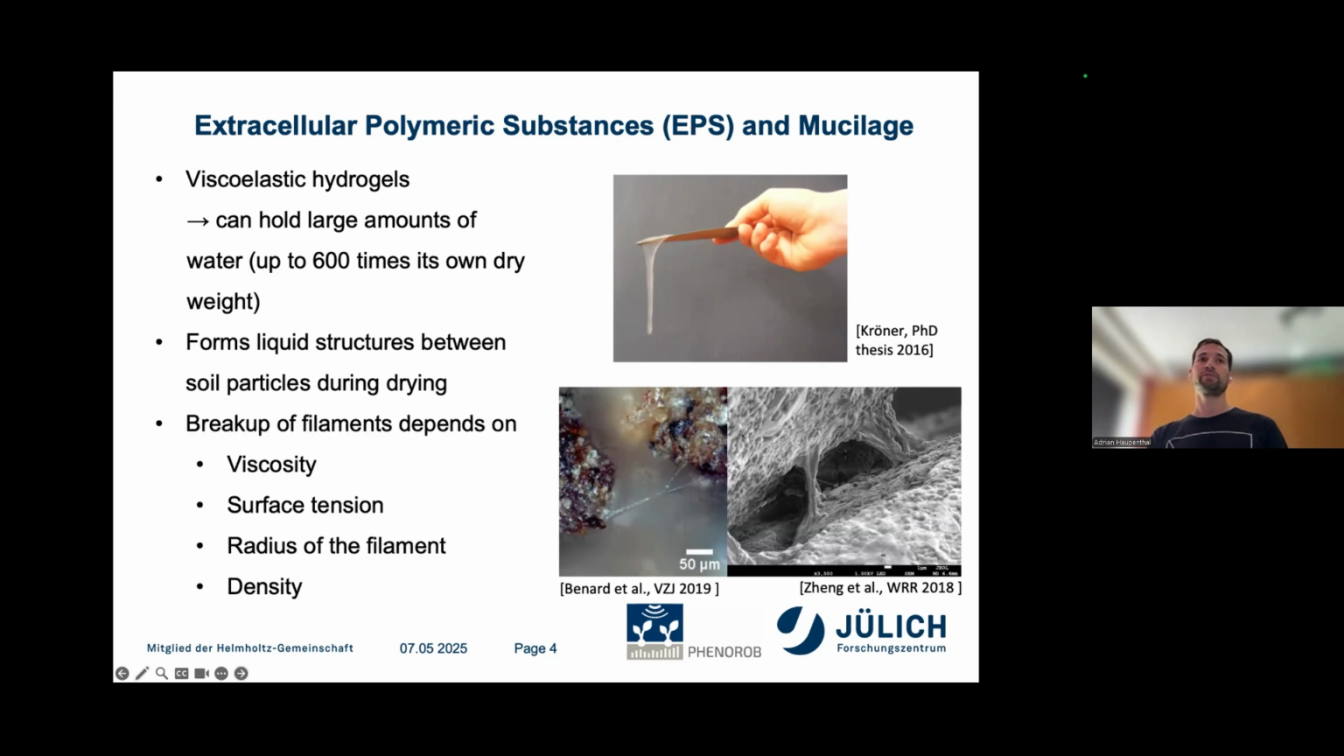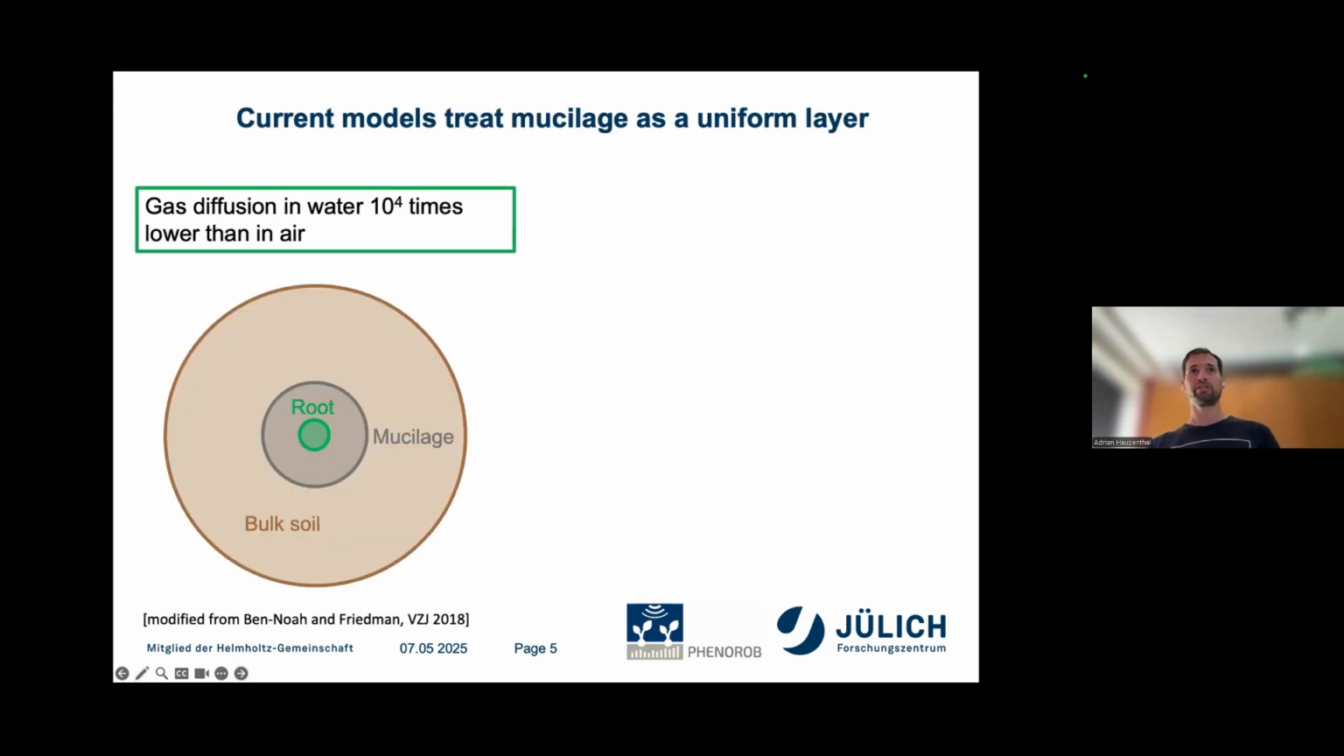The breakup of these filaments depends on the viscosity, the surface tension, the radius of the filament, and the density. If we now look at current models describing diffusion through the rhizosphere, we see that they treat the mucilage as a uniform layer surrounding the root. This would mean that oxygen needs to diffuse through the liquid phase, and diffusion through the liquid phase is up to 10,000 times slower than through the gas phase, which would result in a reduction of the diffusivity by a factor of more than 1,000.